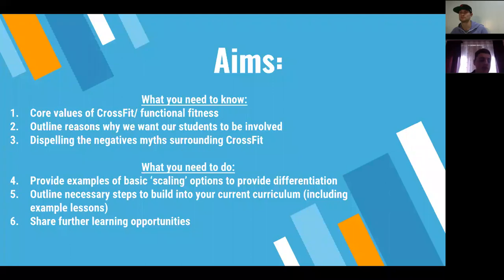So during this session, we're going to try and avoid text-heavy slides, but forgive us for now as we feel it's really important that everyone is aware of what the aims of the session are. We've split the session into two sections, what you need to know and what you need to do.